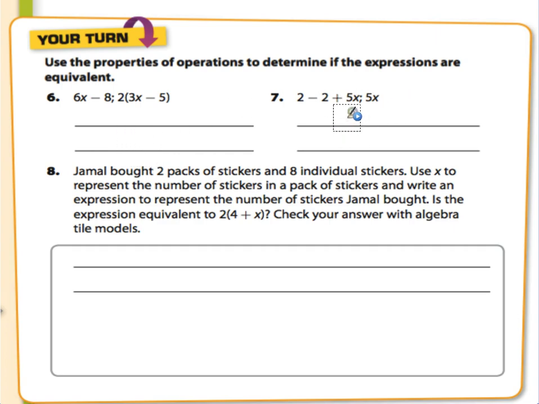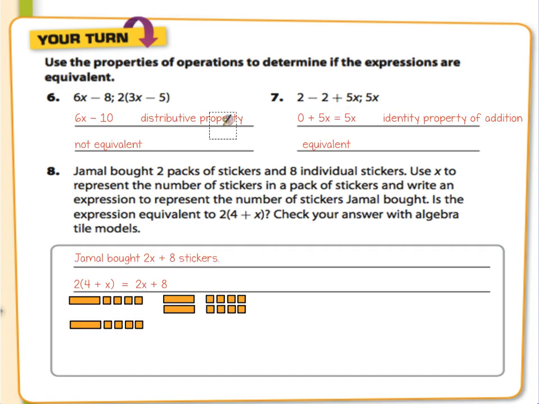All right, so now that you've tried 6 and 7 on your own, you should have come up with that 6x minus 10 was not equivalent, and you used the distributive property to figure that out. So 2 was distributed to 3x and to 5. That's how you got the 6x minus 10, and found that they aren't equivalent.